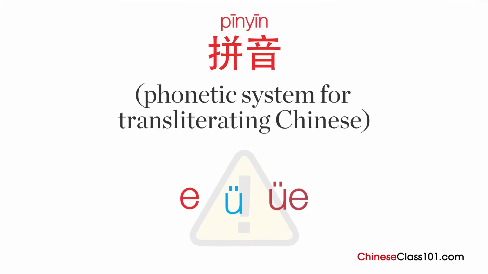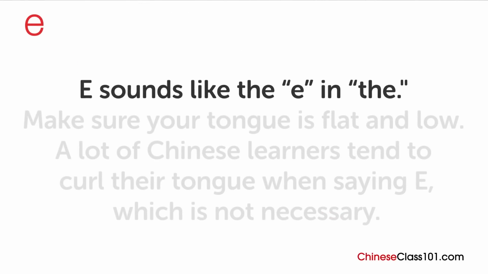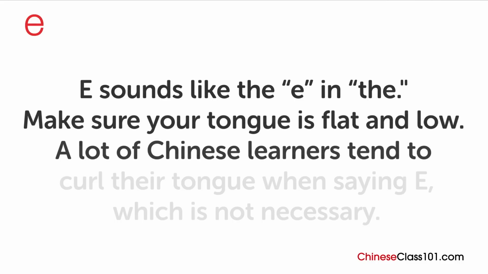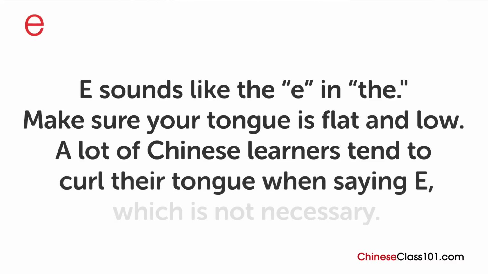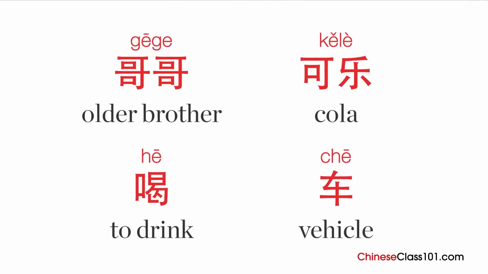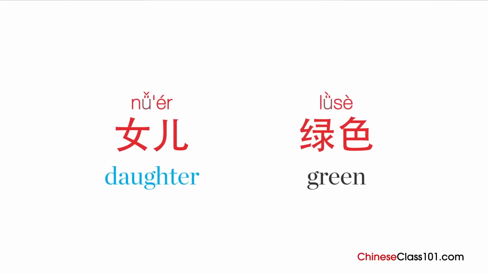The ü and üe are the relatively difficult ones for non-Chinese native speakers to pronounce. First, let's look at how to say the final e accurately. It sounds like the E in "the". Make sure your tongue is flat and low. A lot of Chinese learners tend to curl their tongue when saying e, which is not necessary. Let's look at some examples: gēge, kělè, hē, chē.